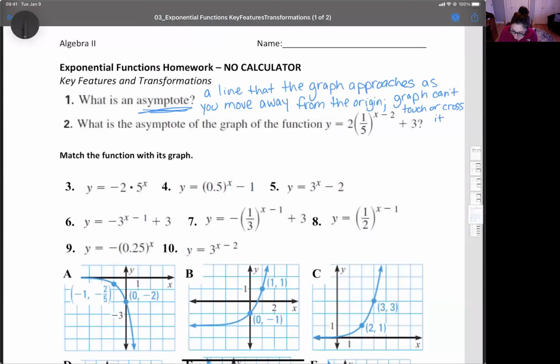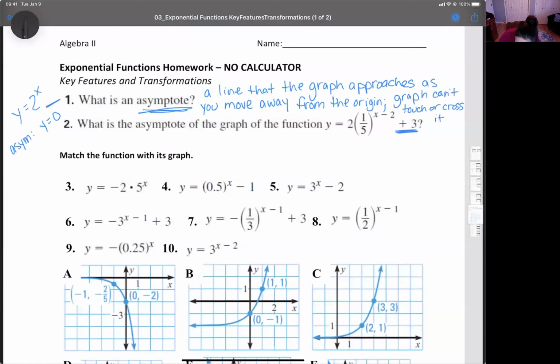If I look at a function given to me here, like number 2, my asymptote for my parent function, so if I looked at something like y equals 2 to the x, the asymptote here would be the line y equals 0. That's my sort of default position for an asymptote. But anytime I have a vertical translation, a shift up or a shift down, then my asymptote shifts as well. So I can look at my function, look at the end.